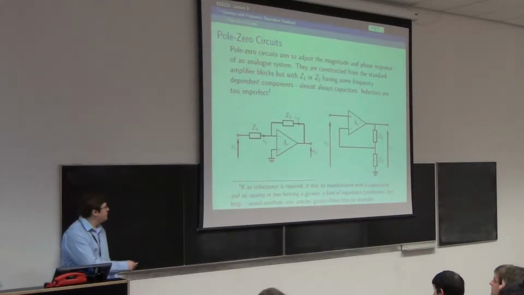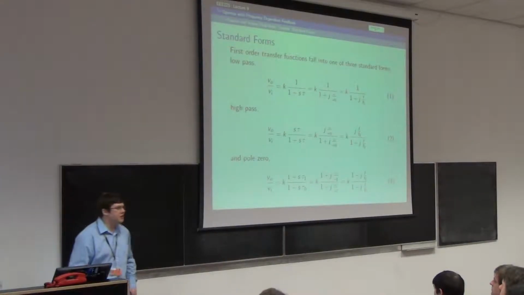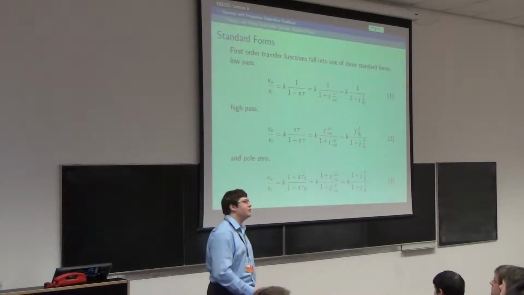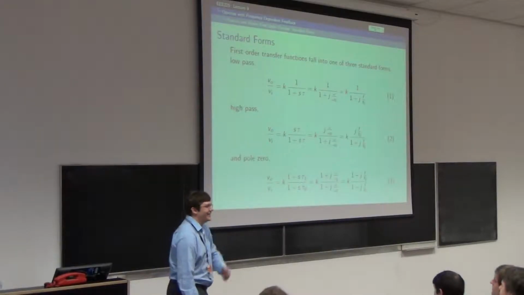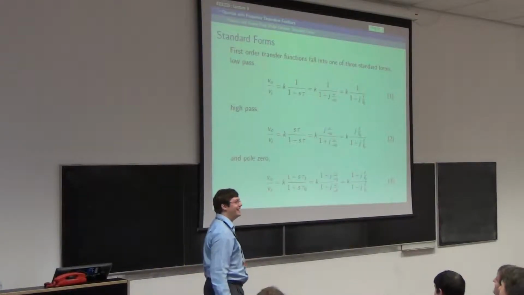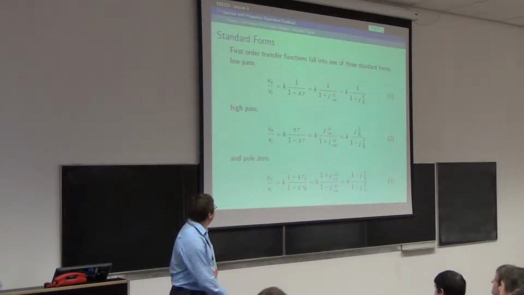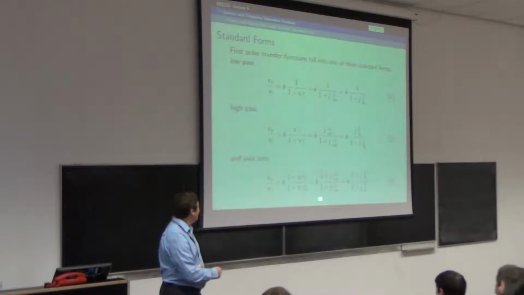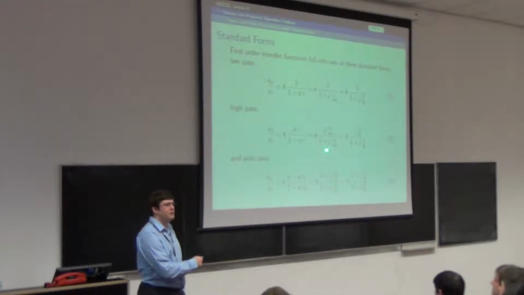So anyway, we will use these two circuits to make some frequency dependent filters. And we have some standard forms for low pass, high pass and pole zero. And you're happy with these, right? This is familiar stuff?